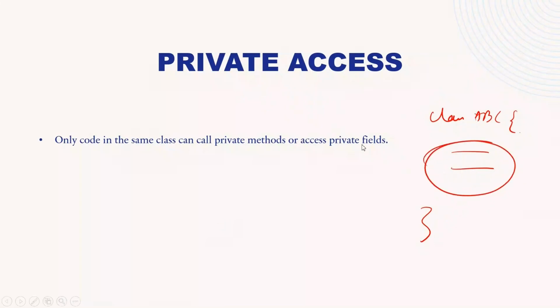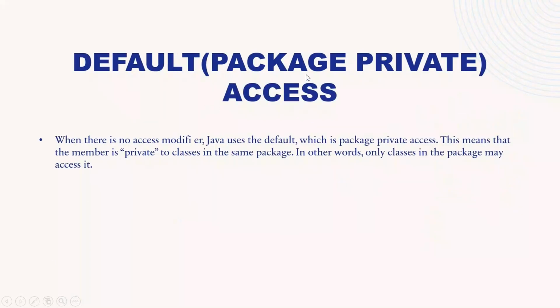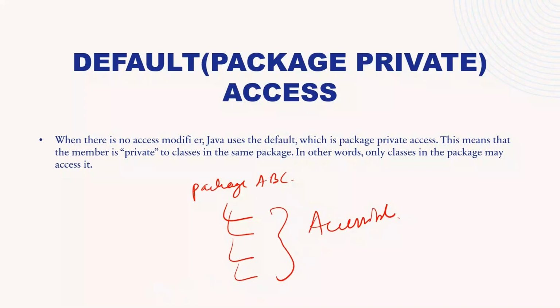Then moving on to default, or package private access. In simple terms, if you have a package ABC and something inside it is marked as default, then whoever is in the same package will be able to access that default instance variable, method or class. It's kind of like private to the particular package itself. We're going to discuss this in detail, so don't worry about it.